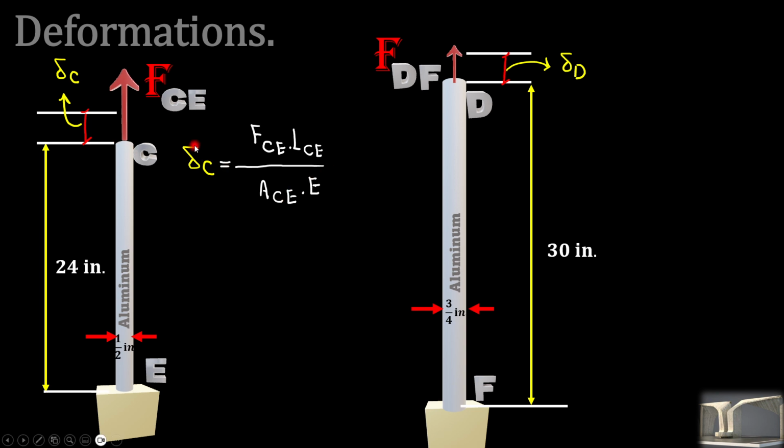So delta at C is equal to F_CE times length of CE over area of CE times the modulus of elasticity of the aluminum, which is provided in the problem statement. Likewise, do the same for delta D, FL over AE. E is the same because the material is aluminum for both.